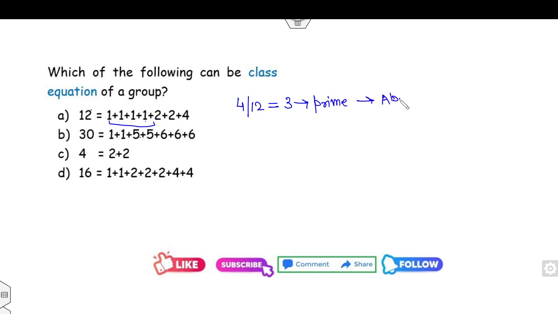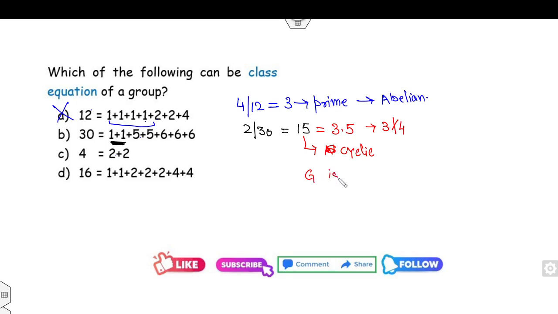Cyclic implies abelian. Once this is an abelian, that means a unique class equation is 1, 1, 1, 1, 12 times. So first option is cancelled out. How many ones are there? 2. 2 divides 30. That is 15, which is not a prime number. Can it be a cyclic? You can see I can write 30 as 3 into 5, and you can see 3 doesn't divide 4. That means a group of order 15 is my cyclic. Once this is my cyclic, that means the group G is my abelian. Once this is my abelian, that means the answer is only 1 plus 1 plus 1 up to 30 times.